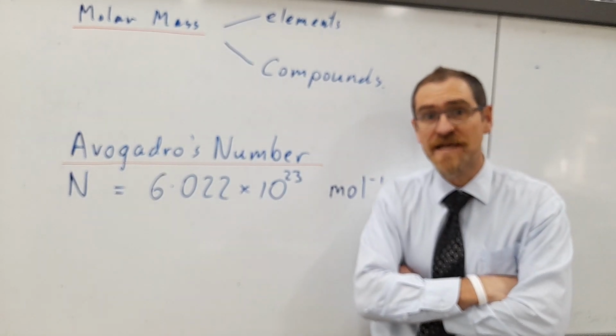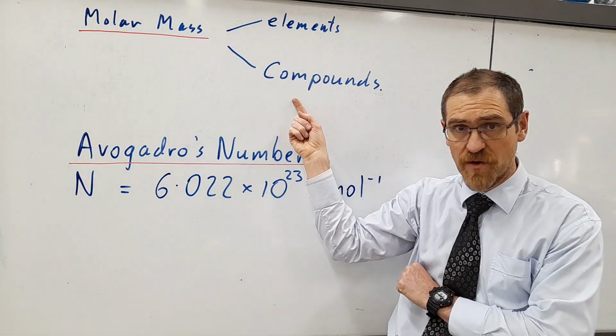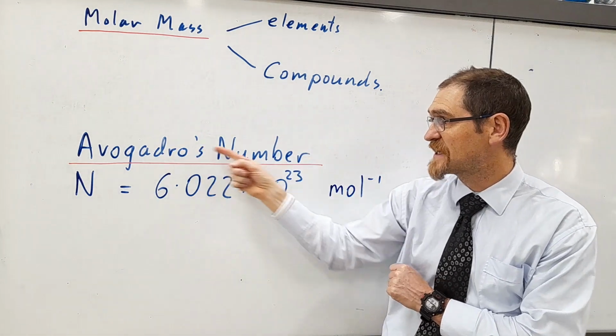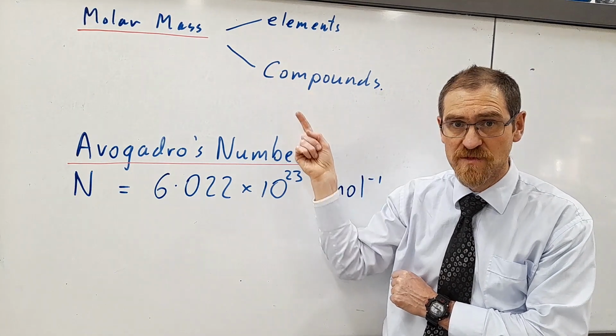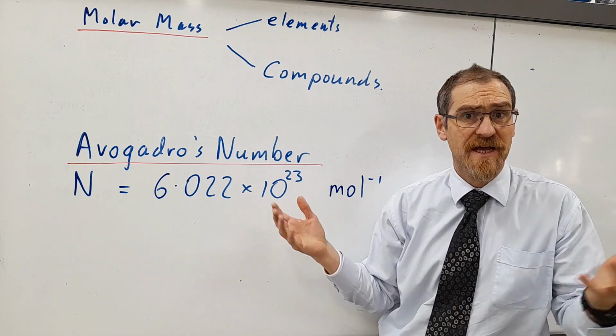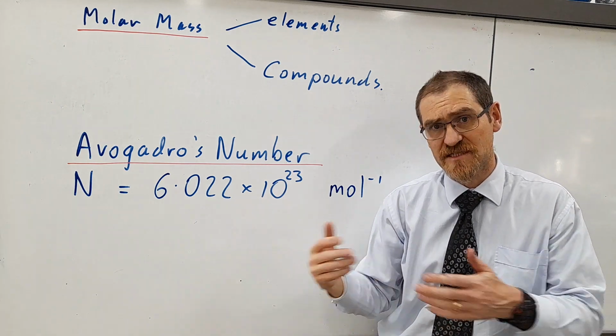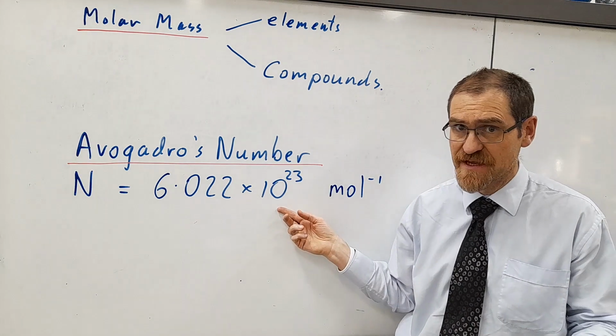Hi everyone, in class today we talked about molar mass of both elements and compounds. We talked about Avogadro's number, which provides us with a definition of molar mass. We'll talk about that in a moment. Avogadro's number is a number kind of like a couple is 2, a dozen is 12, a score is 20. Avogadro's number is just another number like those.